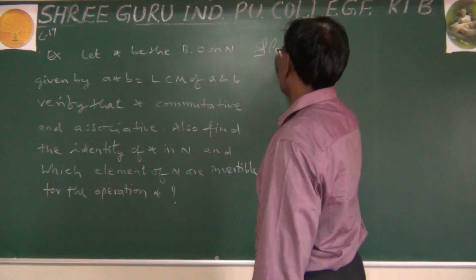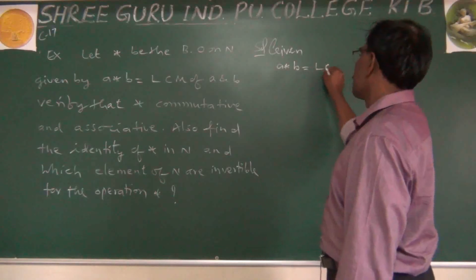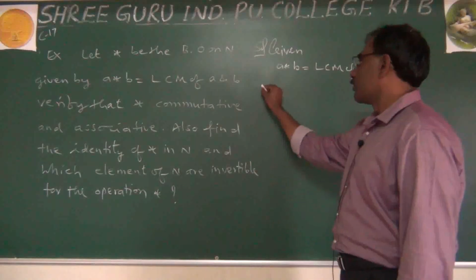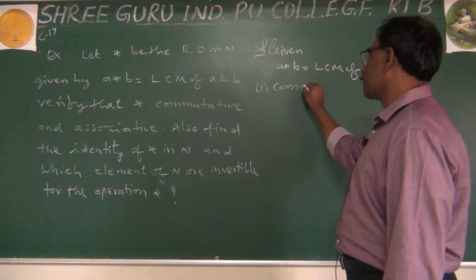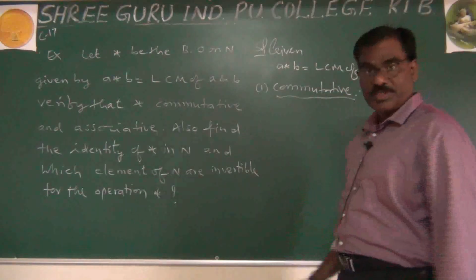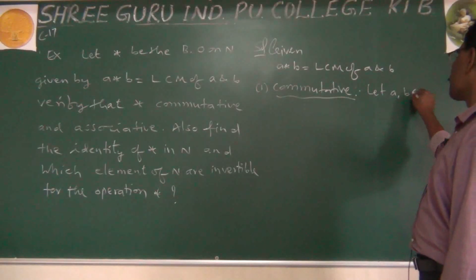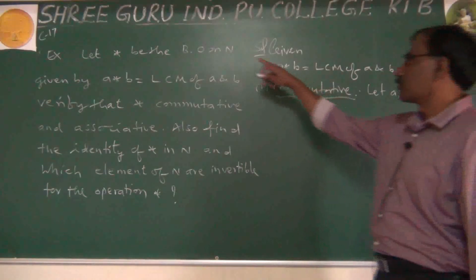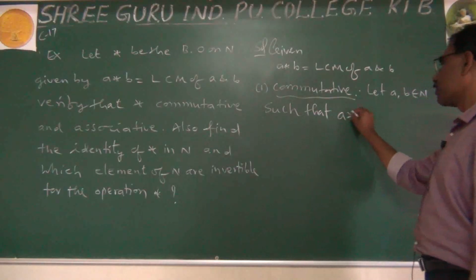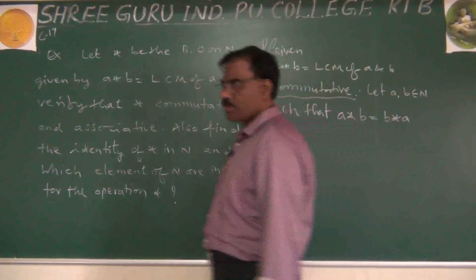Now what is given? A star B is LCM of A and B. Then what is the first one? Commutative property. So what is commutative? A comma B belongs to N, the natural numbers, such that A star B equals B star A.